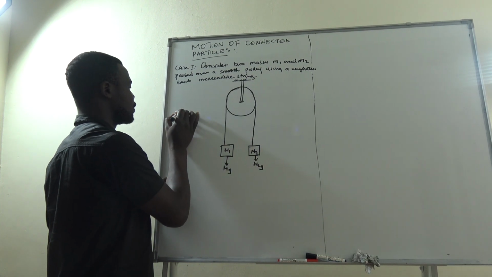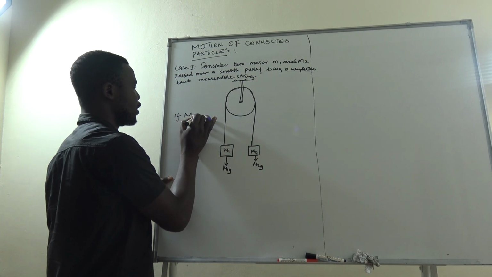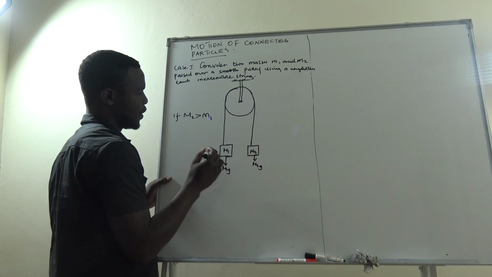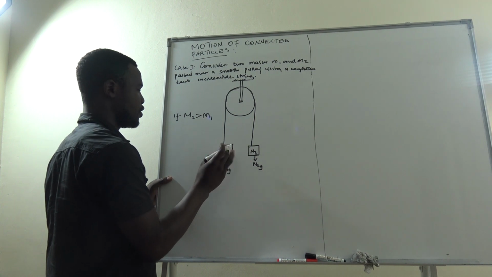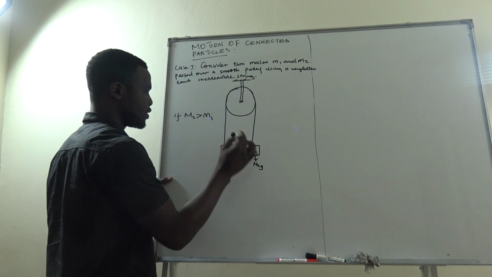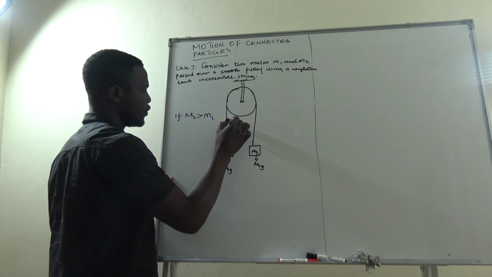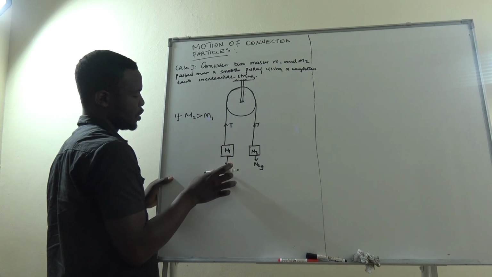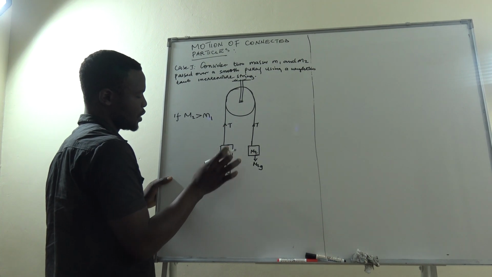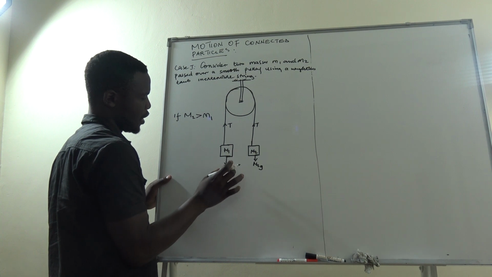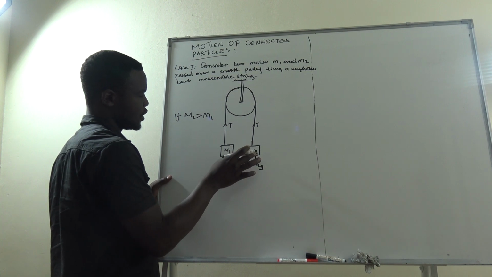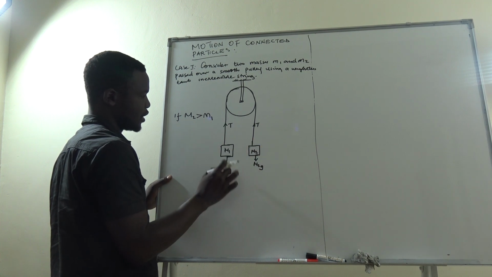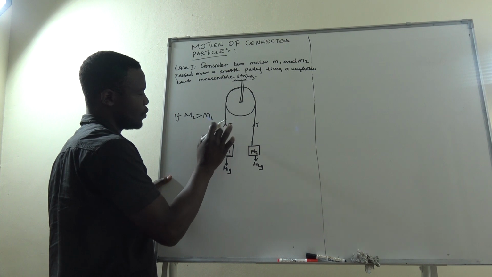Now, let us put a condition that if M2 is greater than M1, what will happen? It means this body is going to be pulled upwards as this one is moving downwards. And we shall have a tension in the string. This tension should balance the weight. Otherwise, if the weight exceeds the tension, this thread would break.